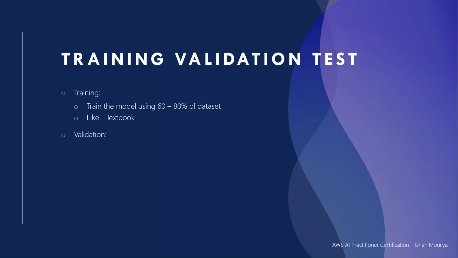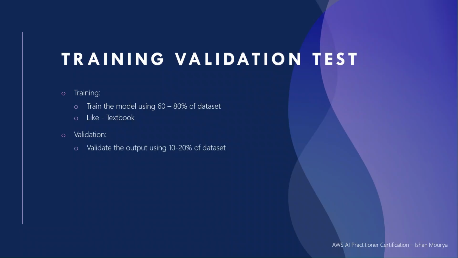The next part is the validation. In the validation, we are going to use 10 to 20% of the data set which we had, to validate whether the model is now able to answer correctly. The 60 to 80% we already used for training. In the training, we provide it with data, maybe labeled or unlabeled, and it will train. At that time we are not going to ask it questions, we are just providing it with data, and it learns.